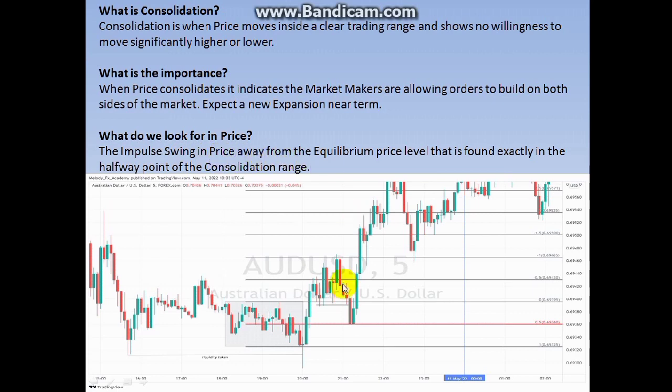because prior to this move, price was just hovering around this equilibrium, right? It was just hovering around the midpoint. So remember, we only measure the range of the consolidation if we had seen some level of expansion away from it.